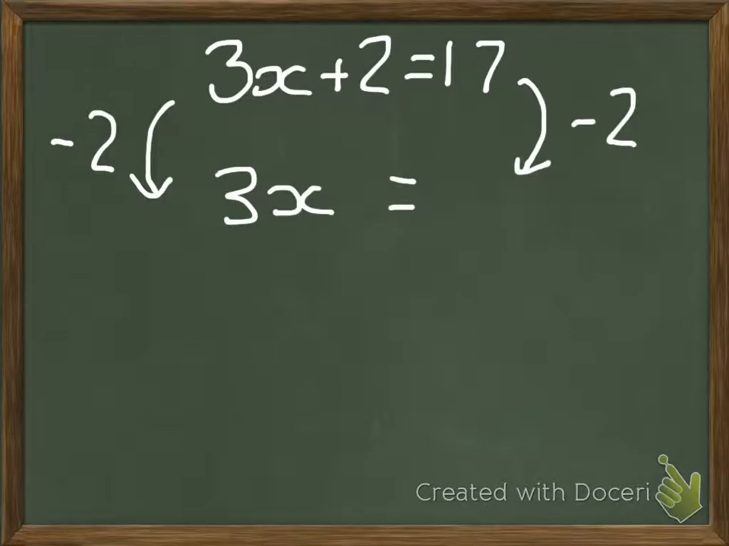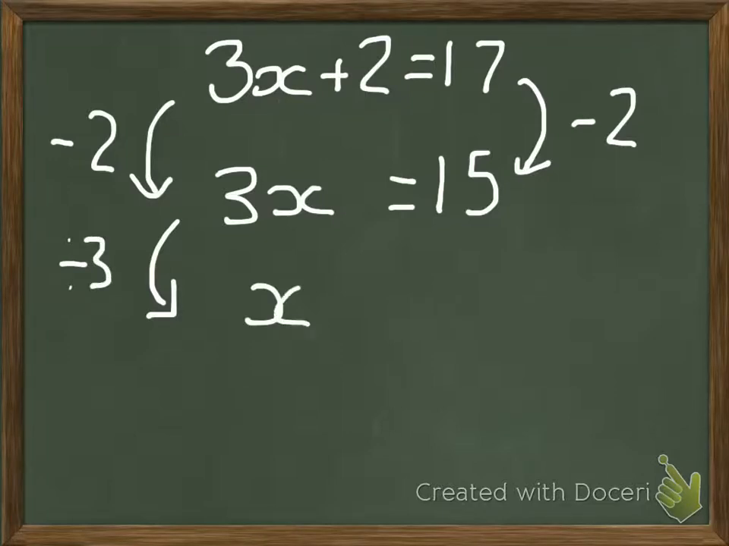If I do 17 take away 2, I get an answer of 15. Now the problem here, I've got 3 times x equals 15, and if I want to get rid of the times 3, I've got to again do the opposite, which is divide by 3. Well, 3x divided by 3 is just x.